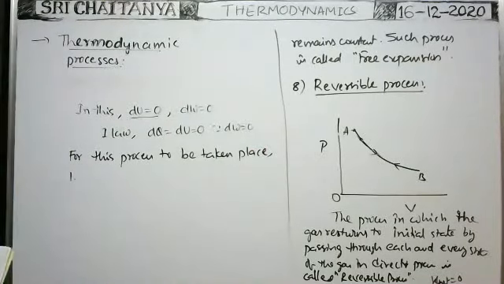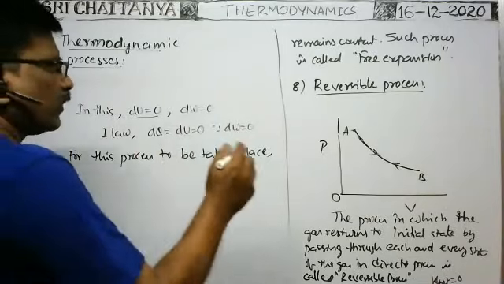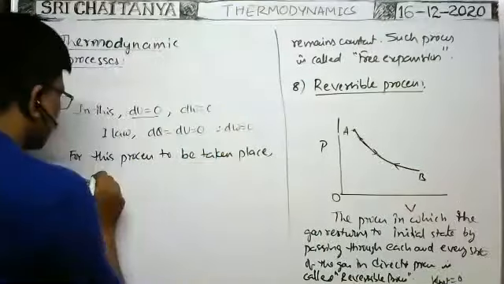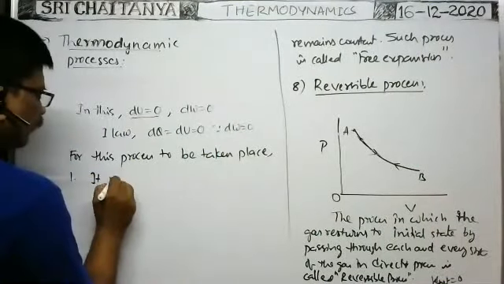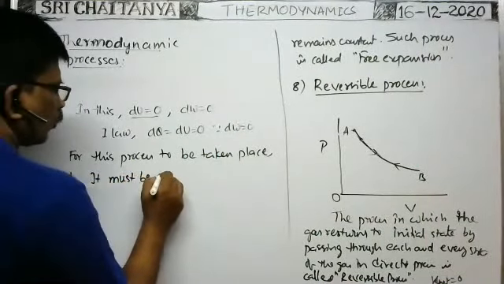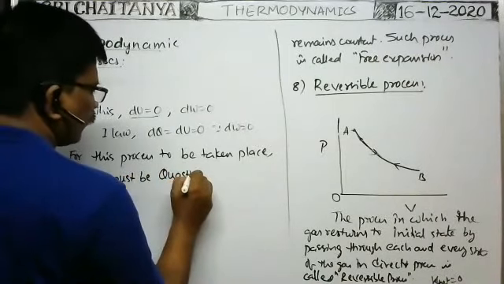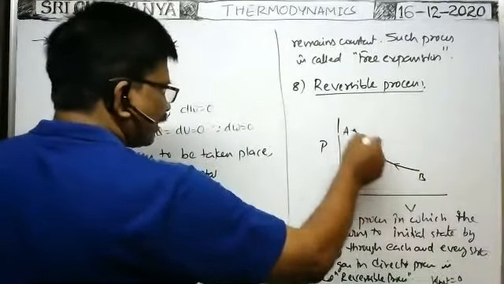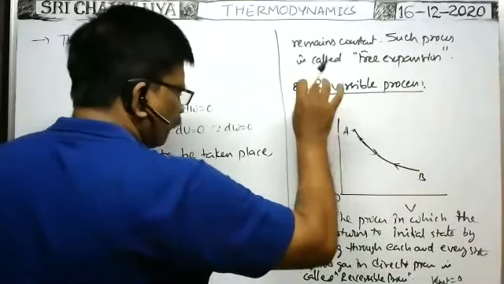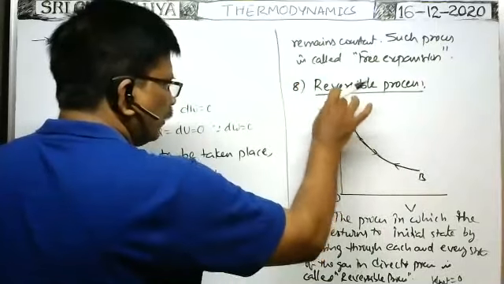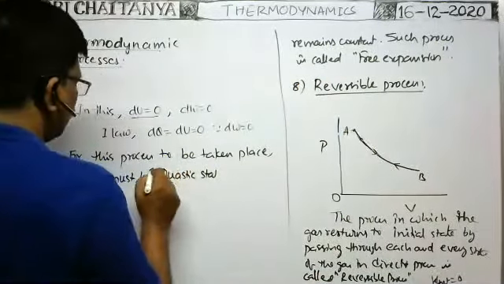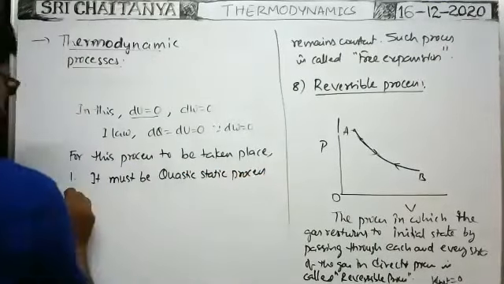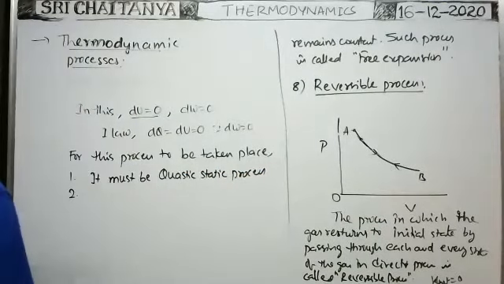Okay. So for this process to take place, first, the process must be quasi-static. It must take place very slowly. While in the direct process or in the return process also, it must be done at a very infinitesimally slow rate. So it must be a quasi-static process.